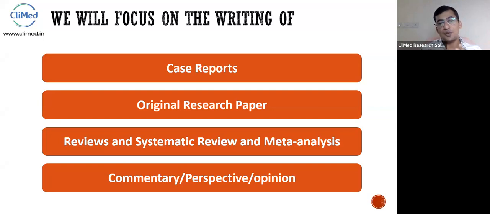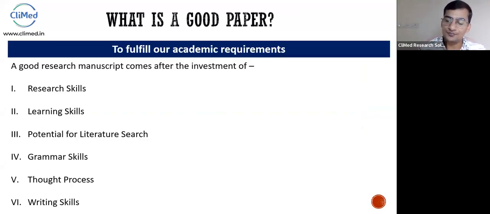Whether you are writing a case report, original research paper, review, systematic review, meta-analysis, commentary, perspective, or opinion, whatever you are going to write, there is a set of procedures, a set of steps. Those steps I will tell you today, right? And I'll explain those things in simple words so you can easily understand.